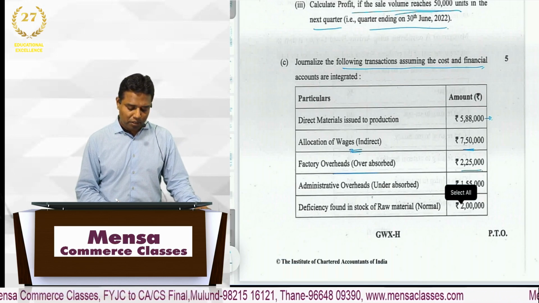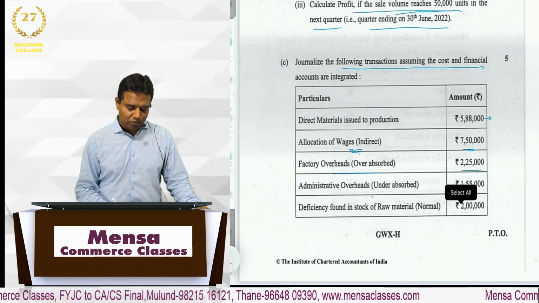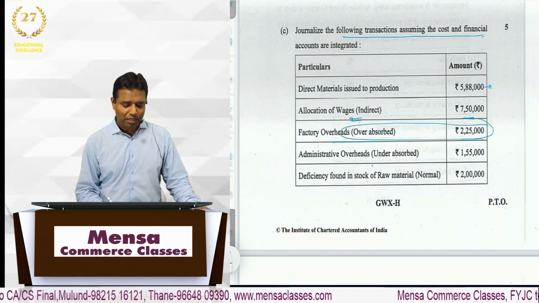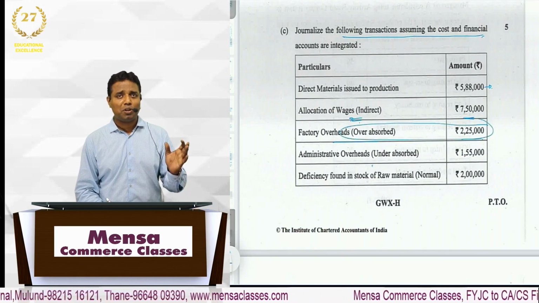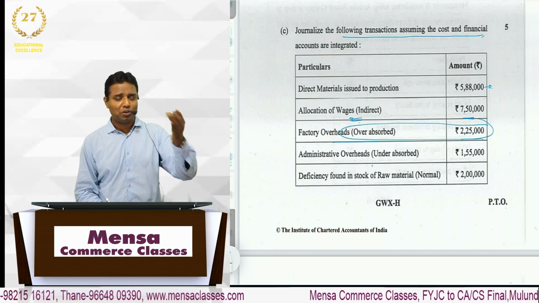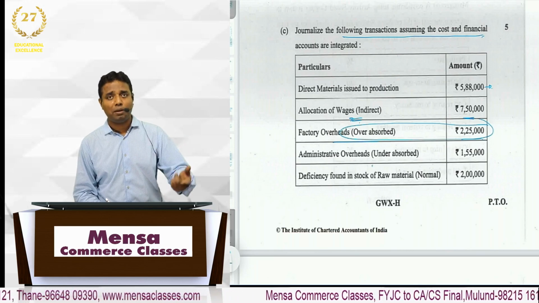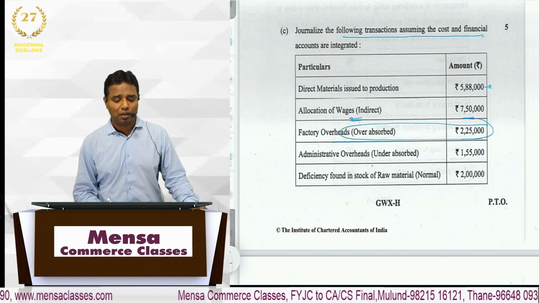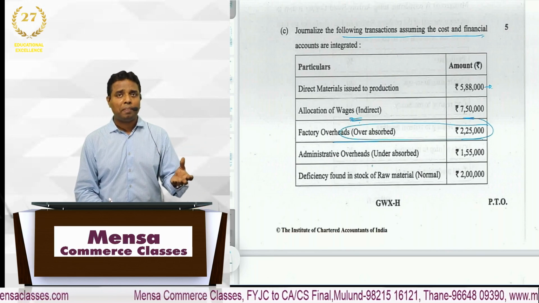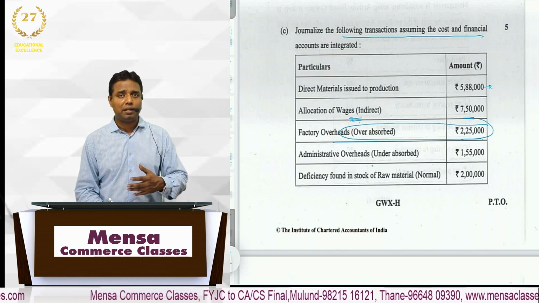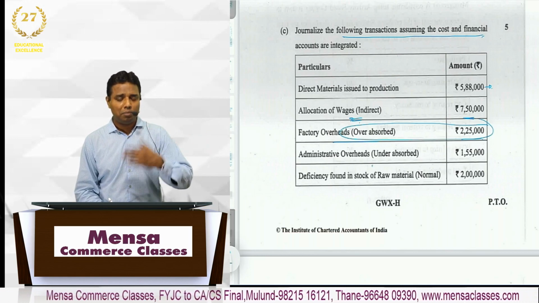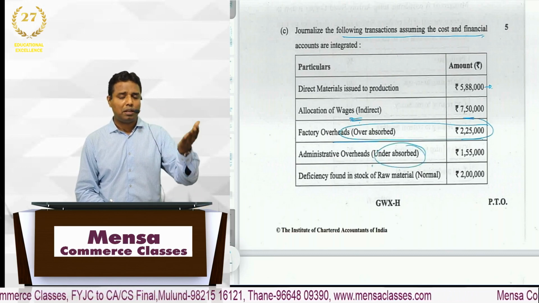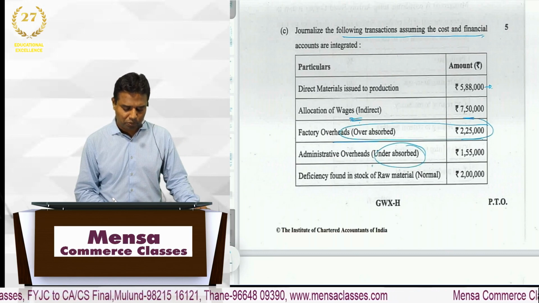Admin is this is only the over absorbed part they are talking about, not the allocation. So instead of writing WIP to factory overhead, that's for the allocation part of it. They are talking of the over absorbed part of it. So whatever is the over absorbed part, you can transfer it to the costing P&L account. So over absorbed, obviously the costing P&L will be credited. So factory overhead control account debit to costing P&L. Under absorbed is a loss. So costing P&L account debit to admin overheads account.